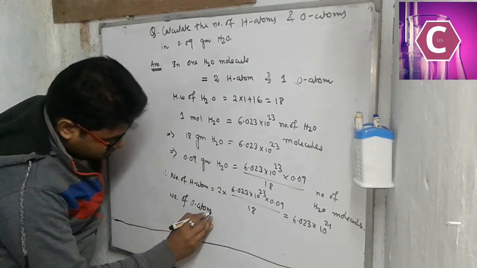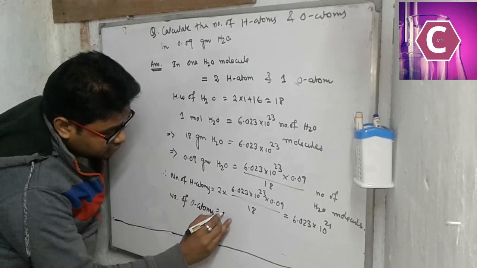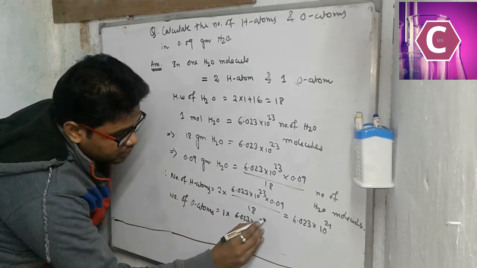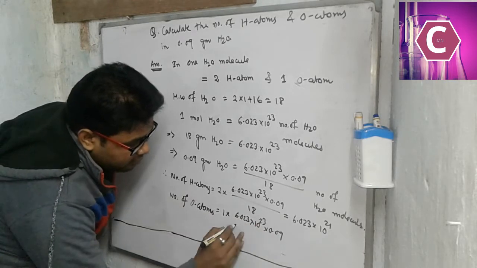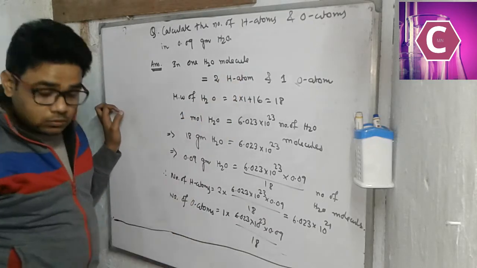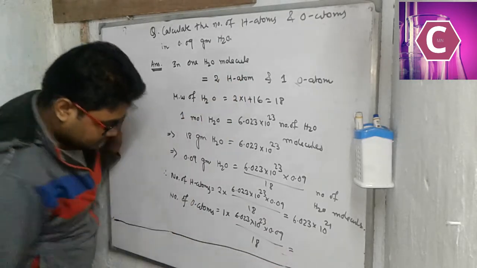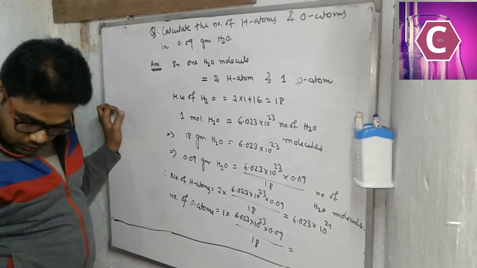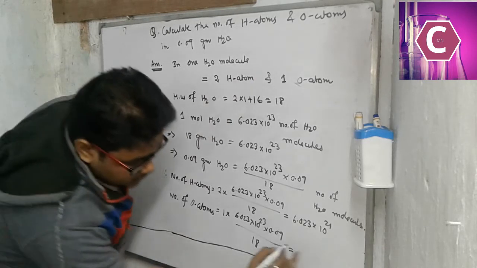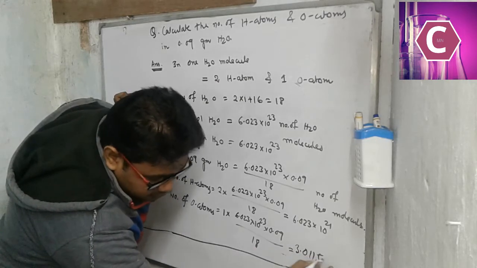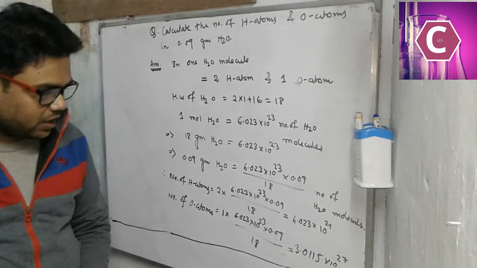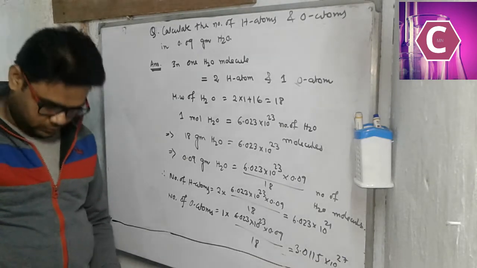We can also calculate the number of oxygen atoms. So number of oxygen atoms equals 1 into 6.023 into 10 to the power 23 into 0.09 divided by 18, because in one water molecule there is 1 oxygen atom, and hence the number of oxygen atoms becomes 3.0115 into 10 to the power 20.